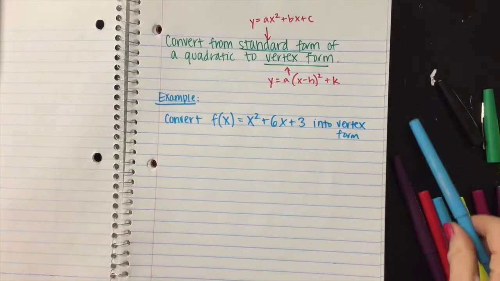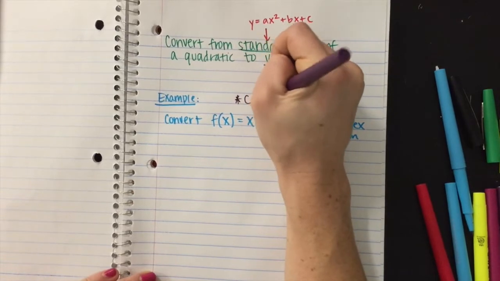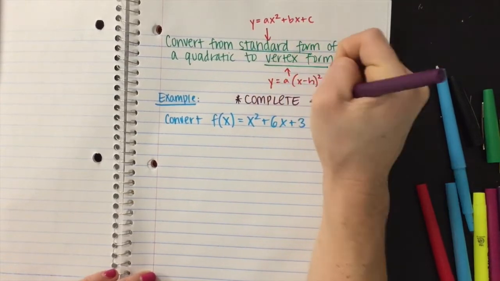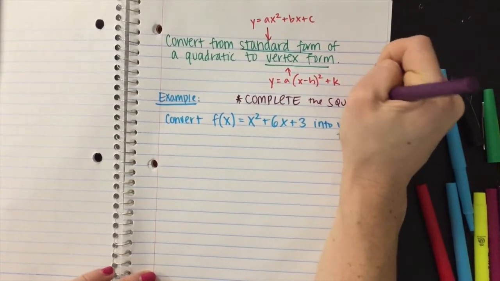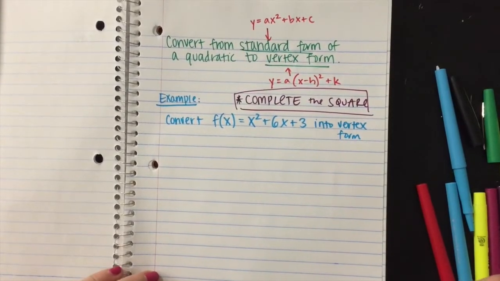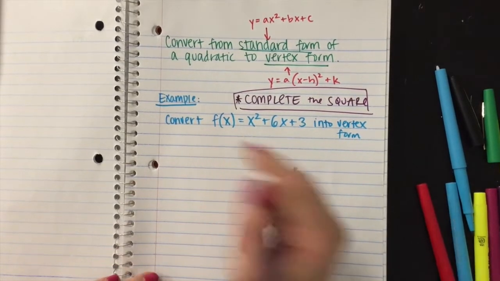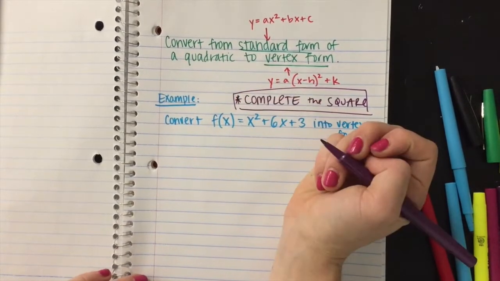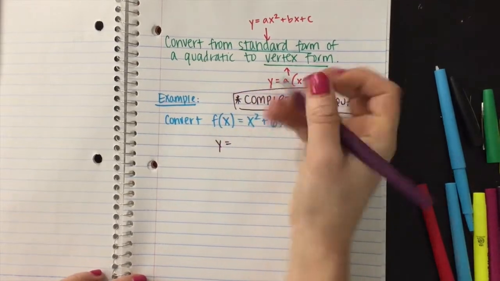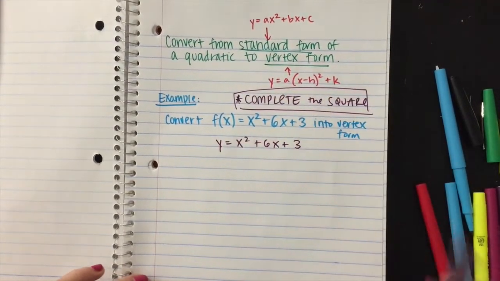Now, how are we going to do this? Well, you already know. We get to complete the square. Yay! So we're going to complete the square. So how do we do this? Well, instead of f of x, I'm going to write this as y because f of x is going to be too confusing. So I'm going to write y is equal to x squared plus 6x plus 3.